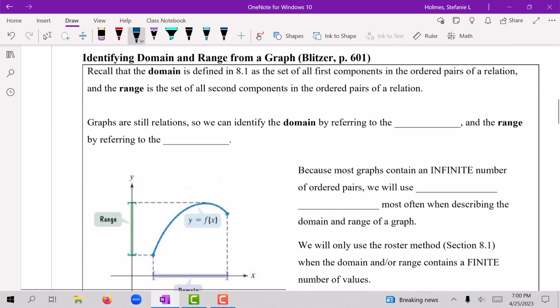So let's go back to domain and range. When we talked about domain and range in 8.1, we talked about the domain as all the first coordinates in all the ordered pairs. And we talked about the range as the second set of all the coordinates in the ordered pairs. So graphs are still relations. So we can find a domain by referring to the x values, and we can find the range by referring to the y values.